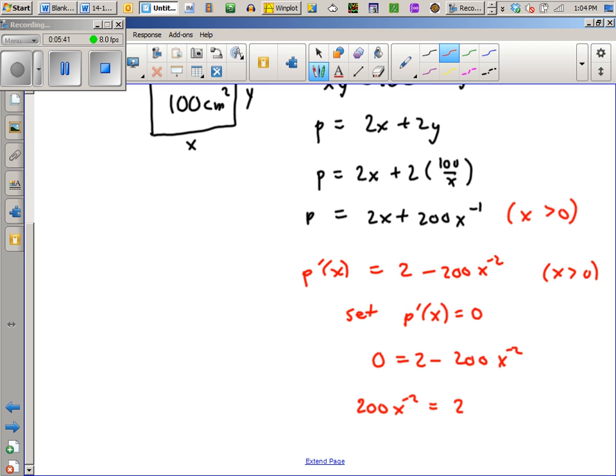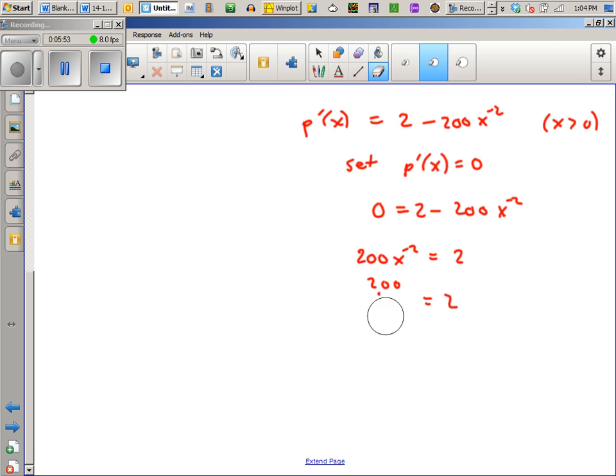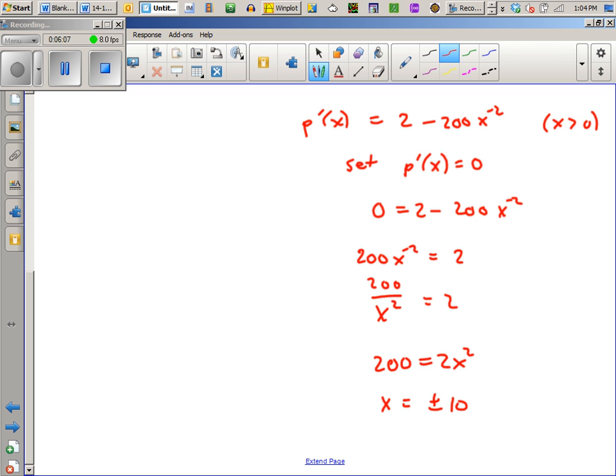So that was, the red is calculus. Took the derivative. So basically I have 200 over x squared equals 2. Or you could say 200 equals 2x squared. I think it's pretty obvious x is 10. Technically it's plus or minus 10, but we already said x is greater than 0, right? Okay, so x is 10 centimeters.